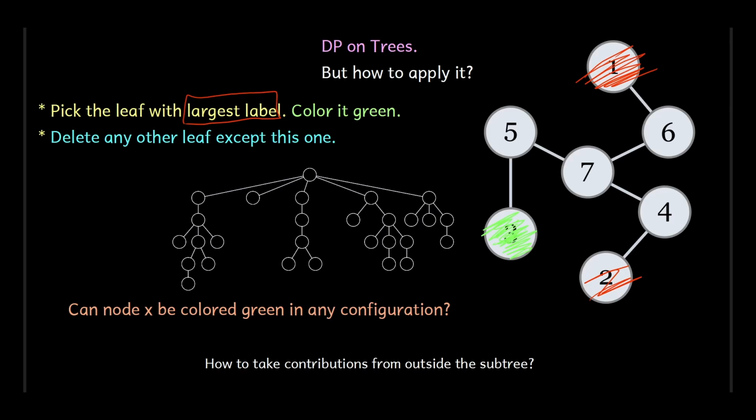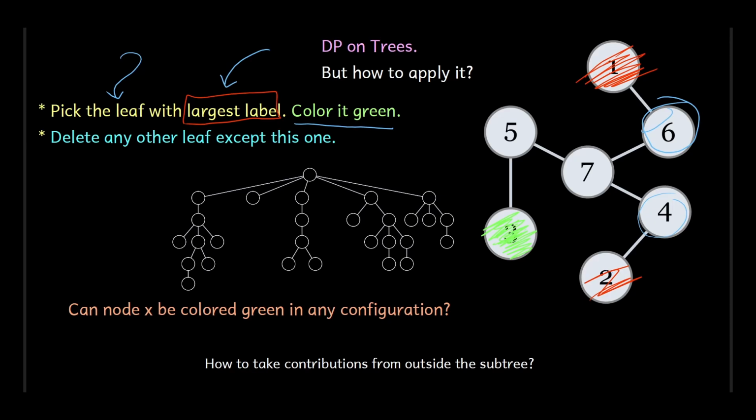Now you can see that if you delete 1, then 6 will become a new leaf. But if you delete 2, then 4 will become a new leaf. In either case, once you do the deletion, you have to repeat this process again. That is, you again pick the leaf with the largest label. Here you don't have a choice. You have to pick the leaf with the largest label and you have to color it green. If it is already colored green, no worries. Otherwise, you color it green.